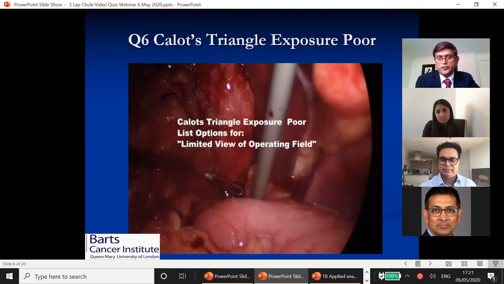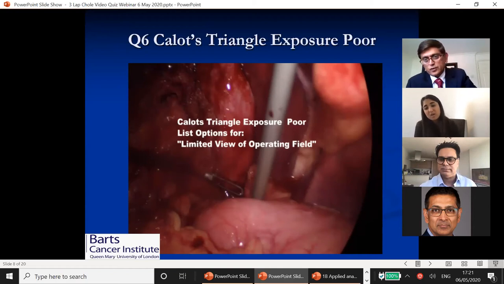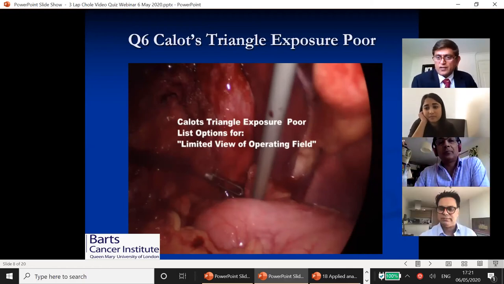Well, Lillian, what would you do to improve the exposure? I mean, the things that Prof Ahmed suggested, that's what we normally would try and do to improve the exposure. The other thing I was wondering, would an extra port help at all? Yeah, that's what I was looking for. So don't hesitate to put in an extra port. Use a 30 degree camera, change your laparoscope. If you're not using it a lot of the time, you just sort of go ahead with a 0 degree.